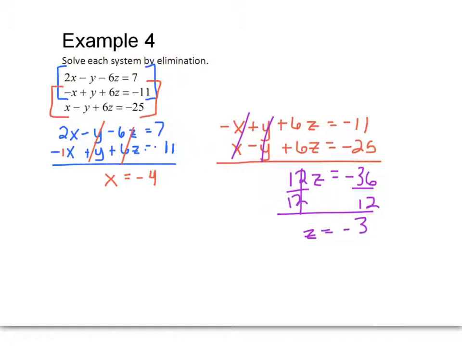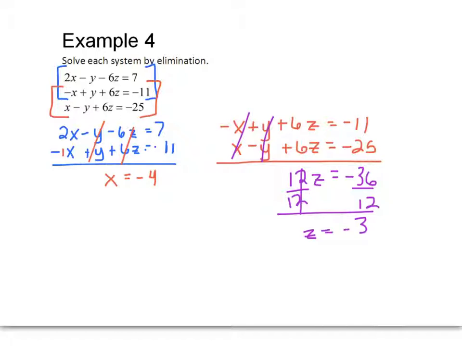So, I mean, that really quickly got us two of our answers. That's kind of like a best case scenario. It could have ended up that on our second one we would have just eliminated the y and had x and z, and we'd have to plug in the x to find z. That's more likely to happen on your homework than what just happened here. We need to plug these back into our original equations to find y.